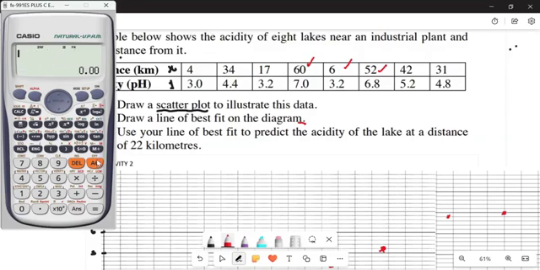Okay, let's do our data. After storing our data, we go to shift 1 again, and then we press 4. We get the X mean. That's the first thing again.